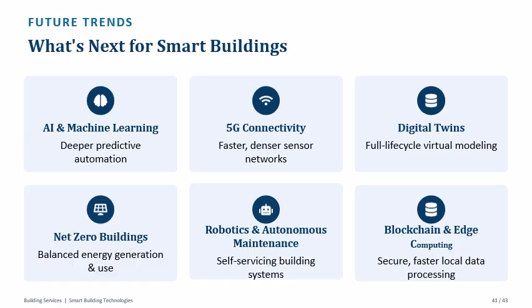Then digital twins, so full life cycle visual modelling can be done by using digital twins. And the net zero building, so balanced energy generation and use. Robotic and autonomous maintenance, so self-servicing building systems. And blockchain and edge computing, so that is secure, faster local data processing.